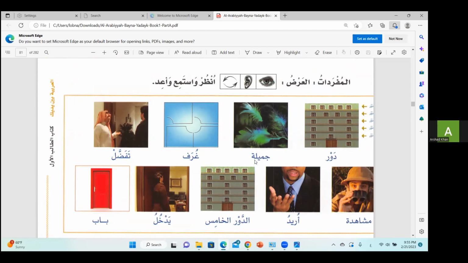Brother Muhammad, your turn. ما معنى دور هنا في هذه الصورة؟ In this picture, what's the meaning of دور? Apartments? Look at it, they're pointing at every what? One, two. Every floor. Okay, floors. Yeah, like flat. Yeah, floors.